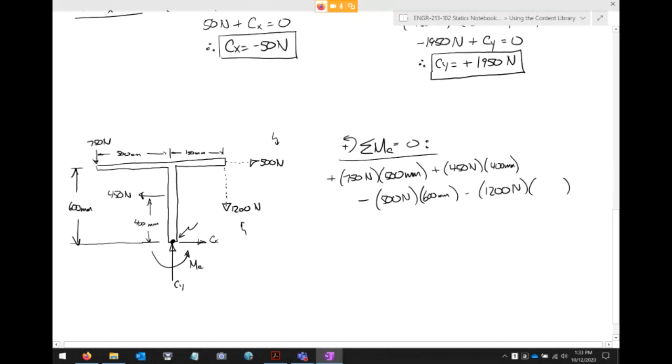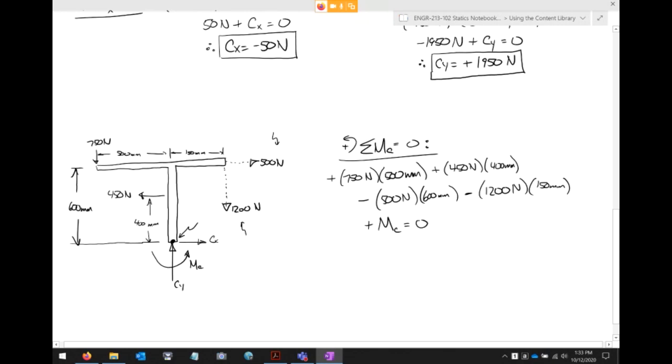And what about the 1200 newtons? What's the moment arm? 150. There we go. All right. Lastly, does the CX or the CY generate moment? No, that's exactly right. They are going directly through C, okay? But MC does, and I have MC drawn in a counterclockwise fashion, so that's positive, equals 0.